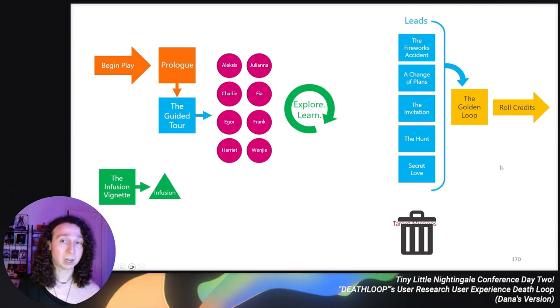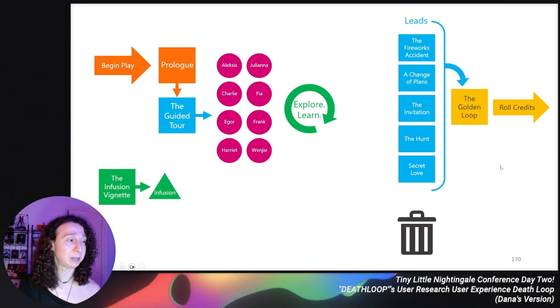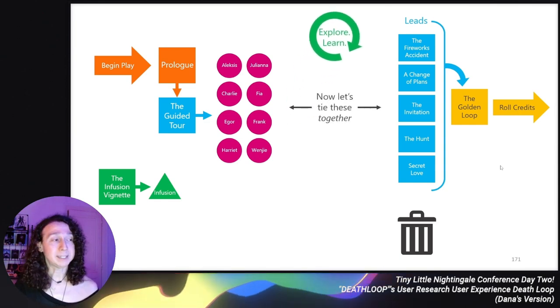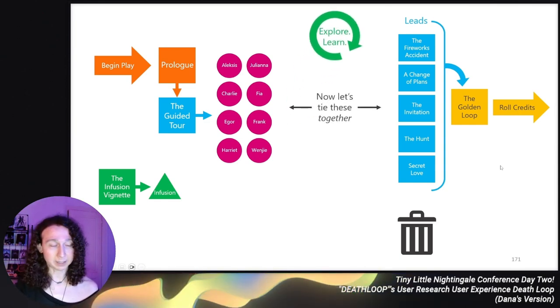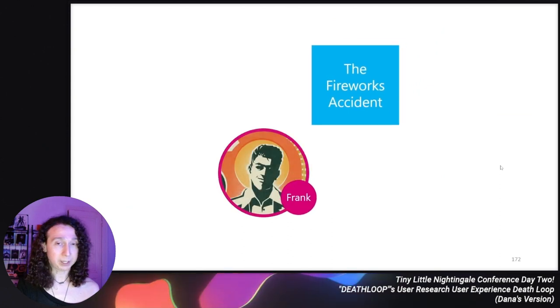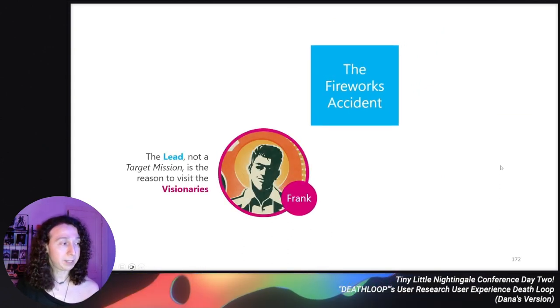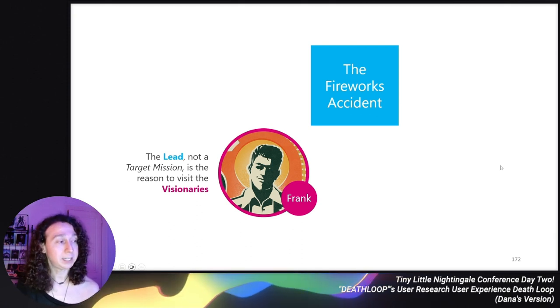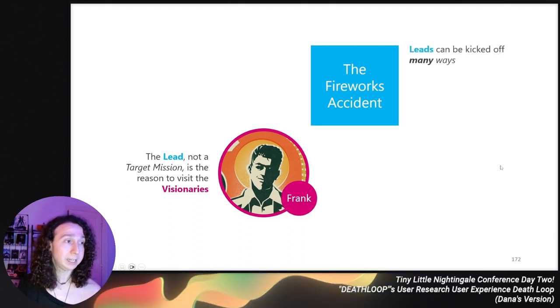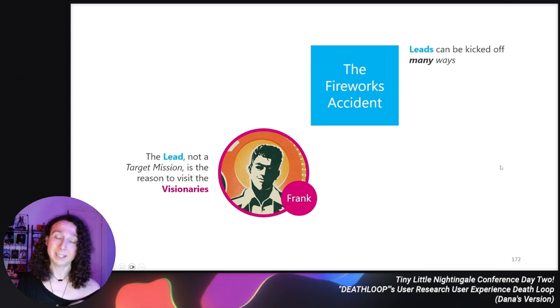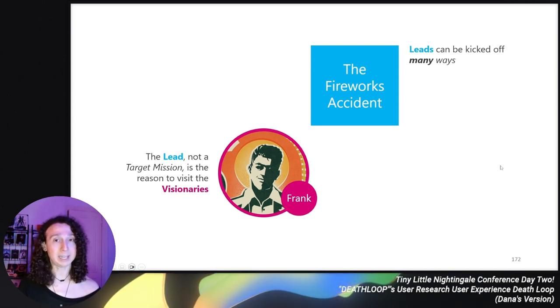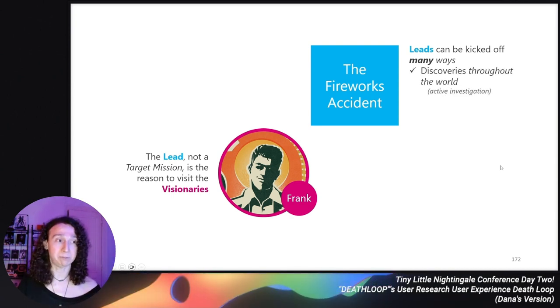So no more target missions. That's no longer a thing. We want to tie the visionaries directly to the leads. And we're going to do this using a multitude of tactics. So first of all, it is the lead, not the target mission, that is the reason to visit the visionary. Leads can now be kicked off. You don't get a clue that leads you to getting it kicked off. You kick it off, officially.